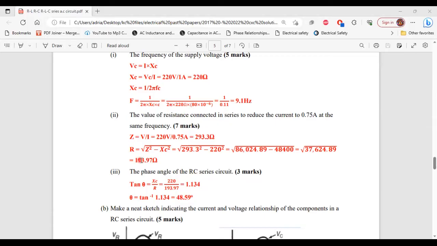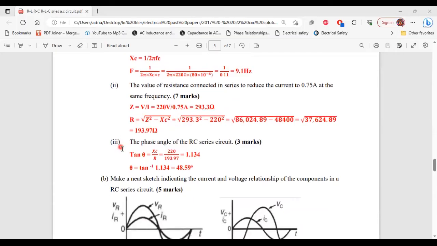So now we can go ahead and calculate the resistance. So resistance is equal to the square root of Z squared minus XC squared, equal to the square root of 293.3 squared minus 220 squared. That will give us the square root of 86,024.89 minus 48,400. That will equal the square root of 37,624.89, and that will give us a resistance value of 193.97 ohms. So that's it for part 2.